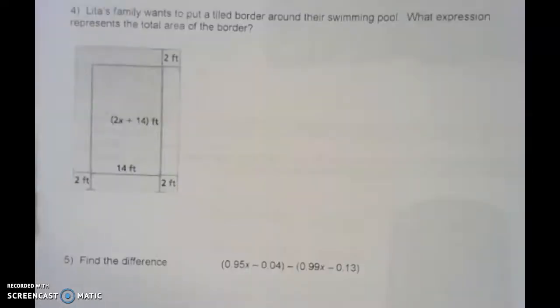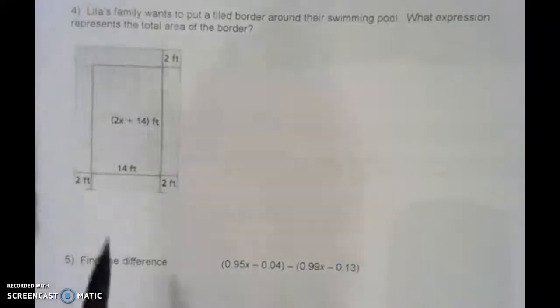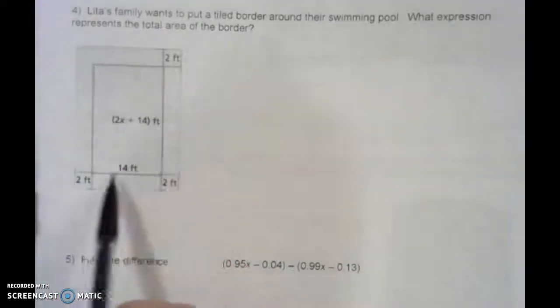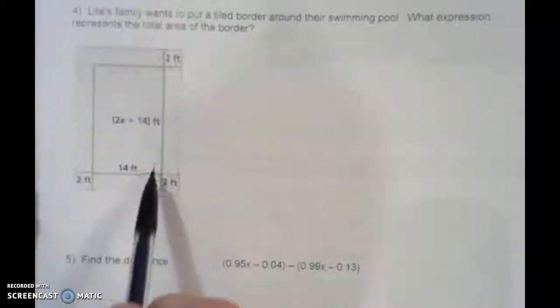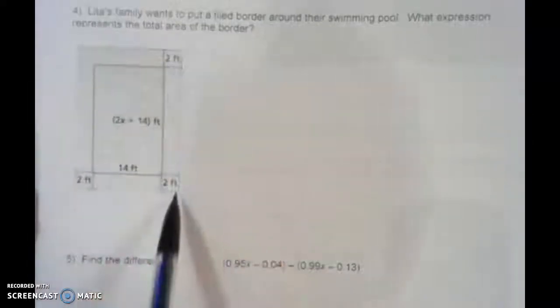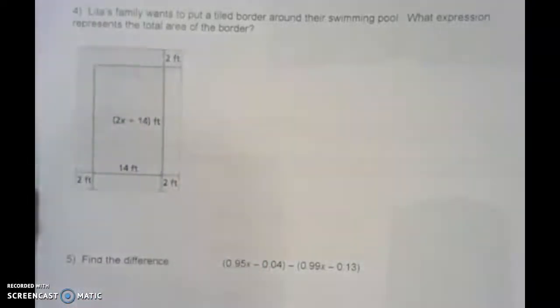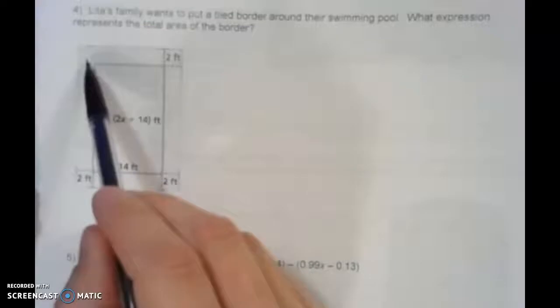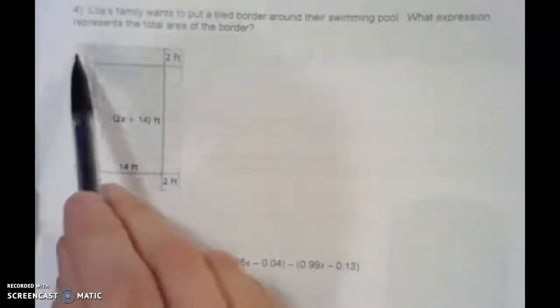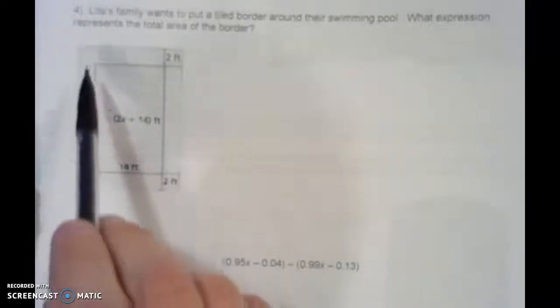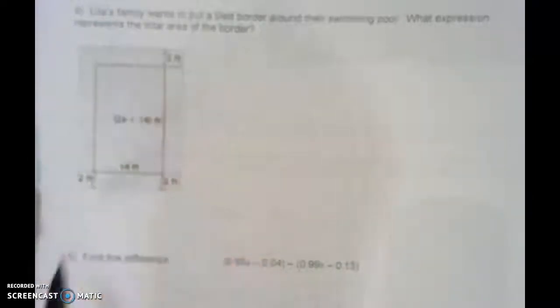In example 4, we're told that Leah's family wants to put a tiled border around their swimming pool. Write an expression that represents the total area of just the border. So we see that we've got a rectangle, a smaller rectangle inside, which is the pool, and then the bigger rectangle going around it is the tile border with the pool. Our process for finding just the area of the border is to find the entire area of the border and the pool, and then subtract out the area of the pool.